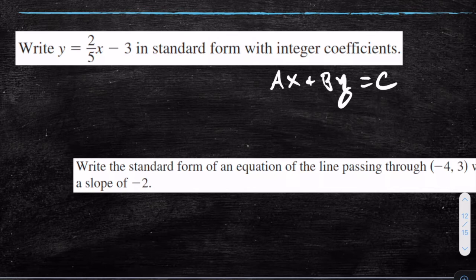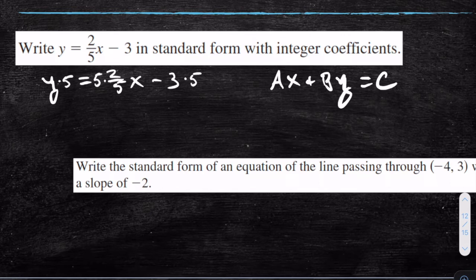First of all, 2 over 5 is a fraction. It's not an integer. We have to turn it into an integer. And we can turn any fraction into an integer by simply multiplying it by its denominator. So it's going to look like this now. Y is equal to 2 over 5 x minus 3. And in order to flatten out that fraction, we're going to multiply all terms by 5.